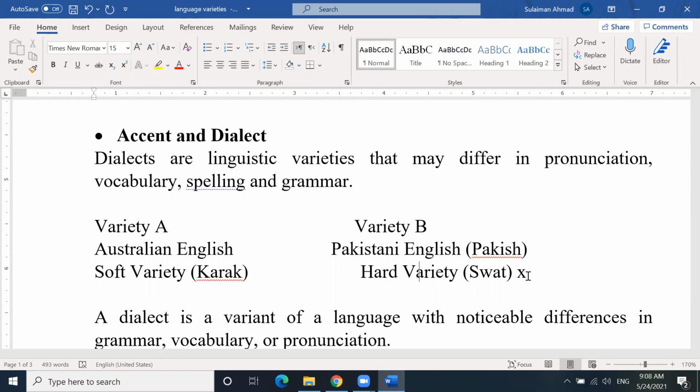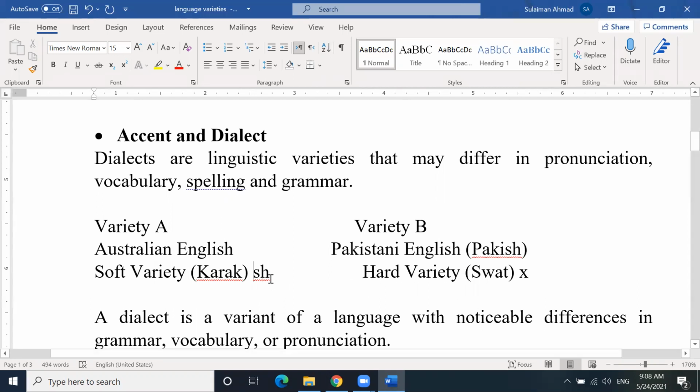On the other hand, if we look at the soft variety of the Pashto language, which is spoken by the people of Waziristan, the people of Karak, the people of Bano, they instead use the sh sound, which is softer. You see, it's soft, but it requires extra effort on the part of the speaker. So this is the sound the people use frequently. That is the soft dialect.